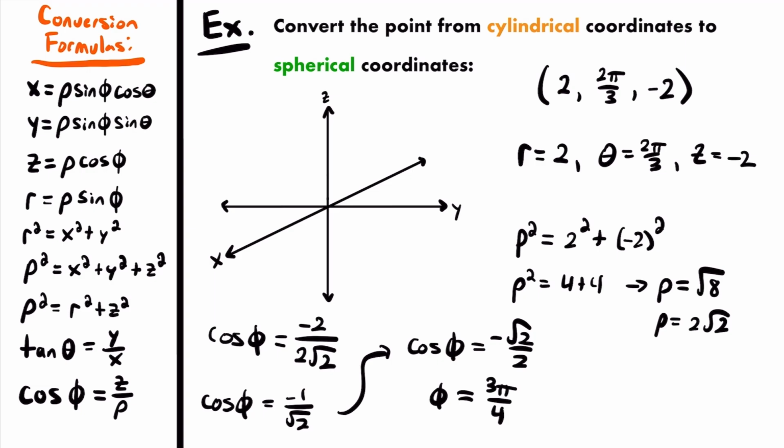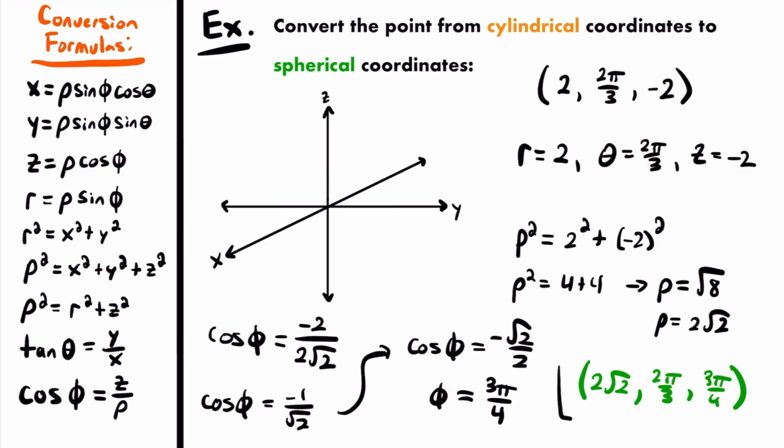Okay, and so now we can put our 3 coordinates together, and we'll find that our spherical coordinates are 2 square roots of 2, 2 pi divided by 3, and 3 pi divided by 4. 2 square roots of 2 is rho, 2 pi divided by 3 is theta, and 3 pi divided by 4 is phi.